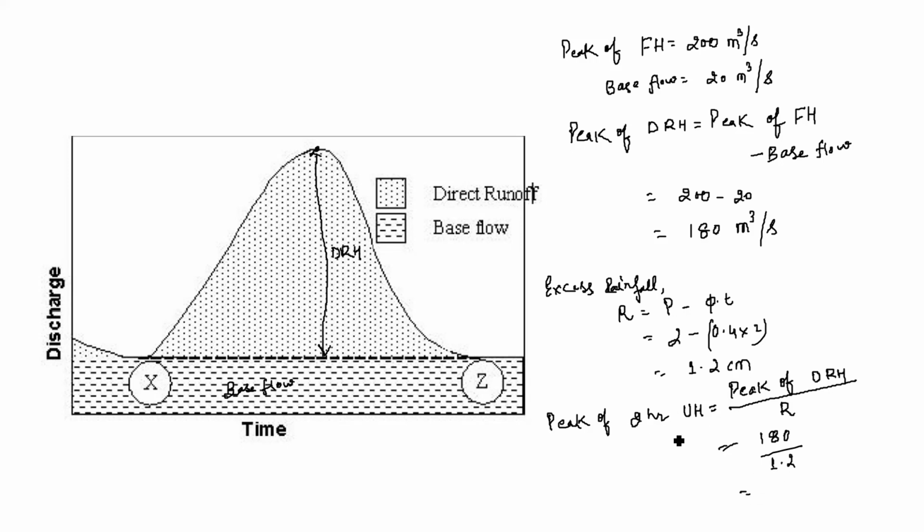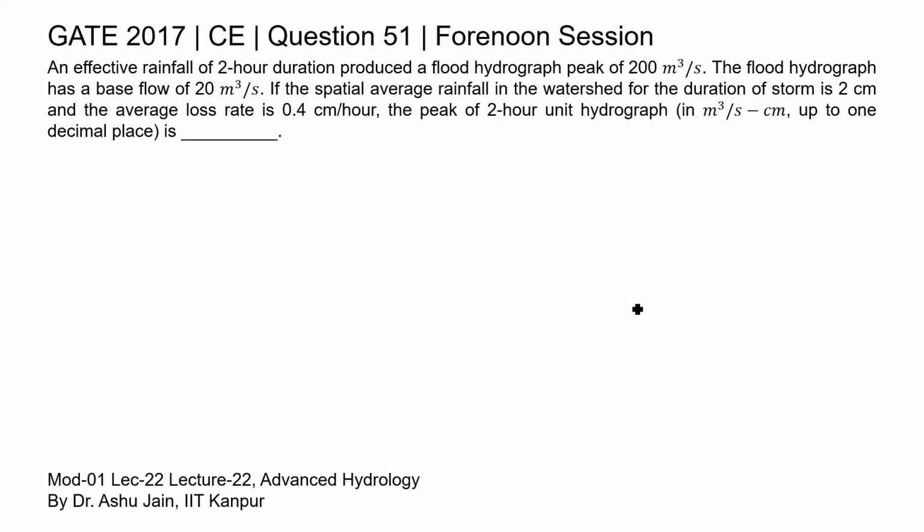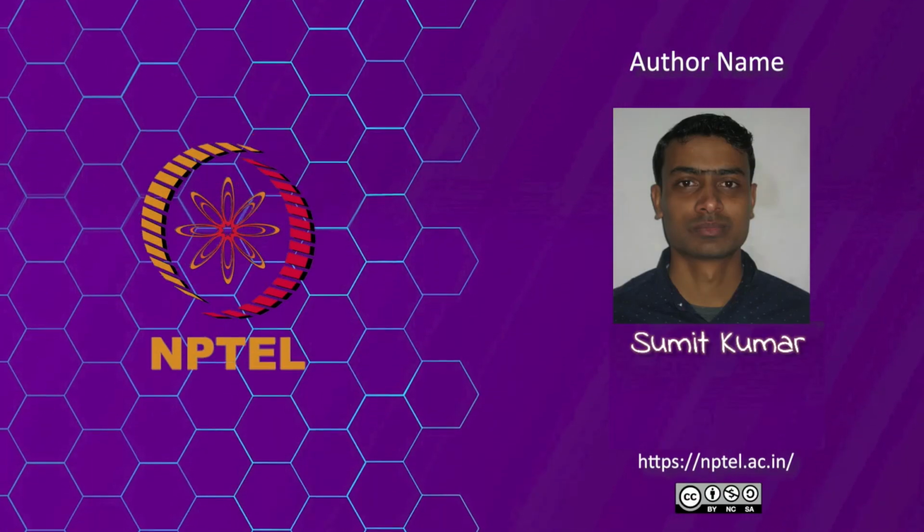So we will get the peak of 2-hour UH as 150 meter cube per second per centimeter. So you can say here that the peak of 2-hour unit hydrograph in meter cube per second centimeter is 150. So 150 is the correct answer for this question. Thank you.